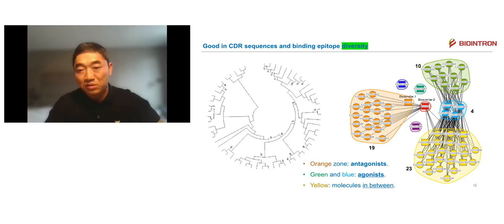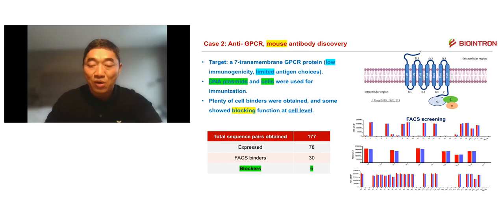In many cases, even if you only need hits from the orange zone, say you only need an antagonist, in your early stage you might have to use some agonists or neutral ones for comparison, to make sure the functional antibodies are really the ones you want. This is the first case.